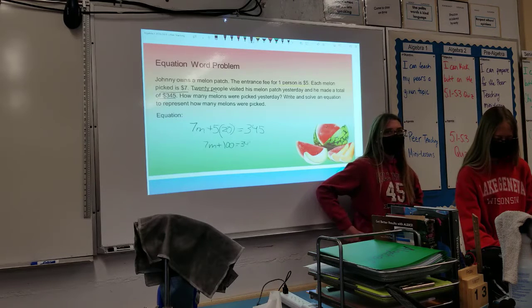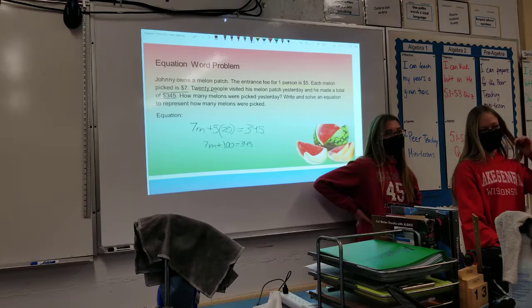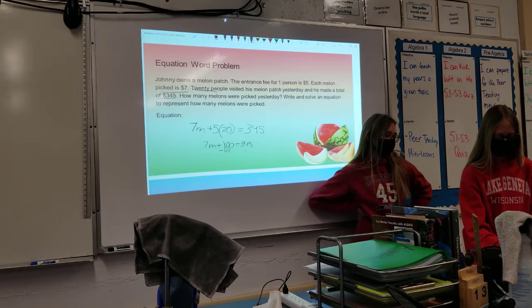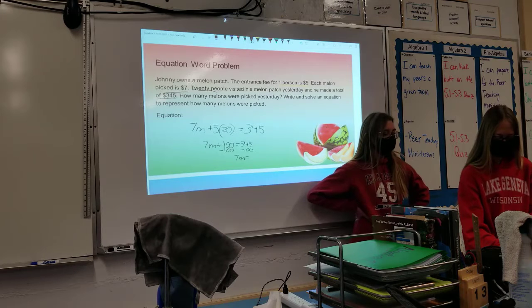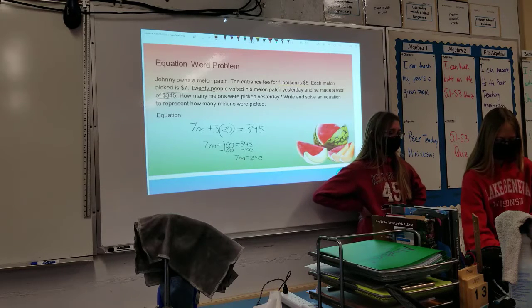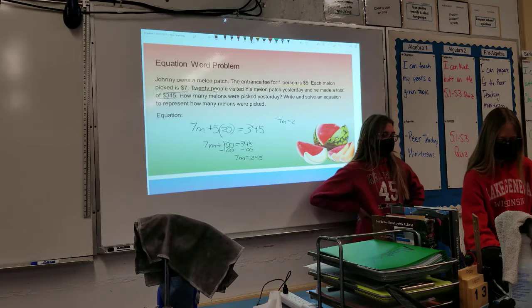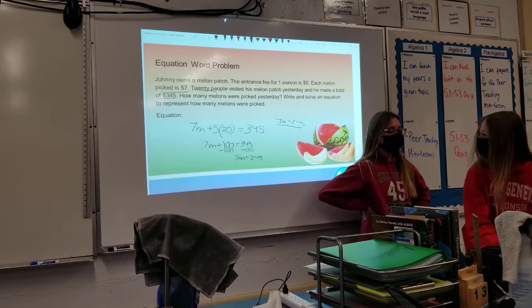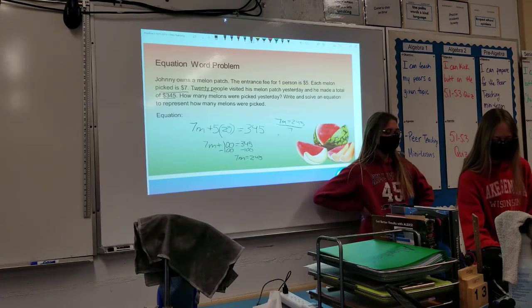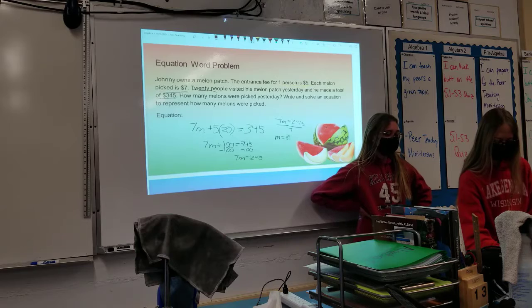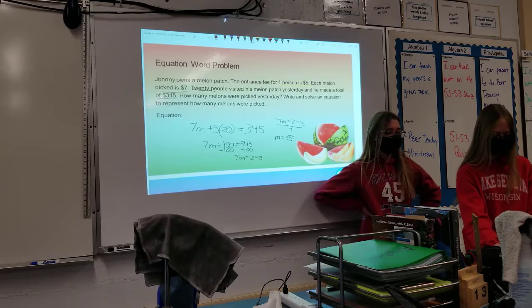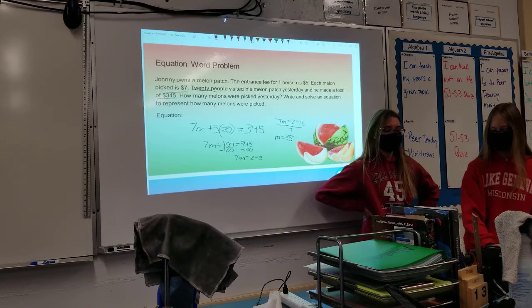equals 345. Then you need to get your constant away from the 7m. So you subtract 100 on both sides of the equation. So then you're left with 7m equals 245. Then you divide by 7 on both sides. So you get m equals 35. And then m represents the melons. So you could say 35 melons were picked on Thursday. And that's it for the equation.